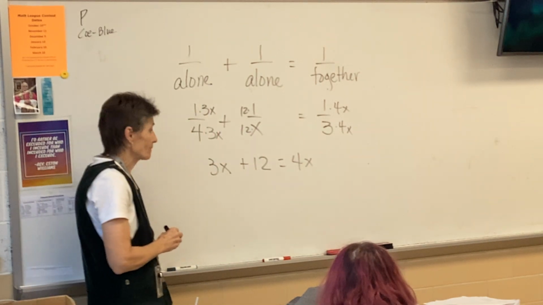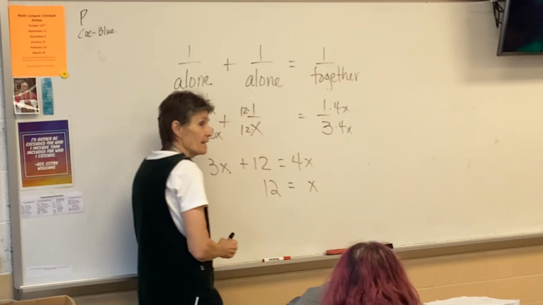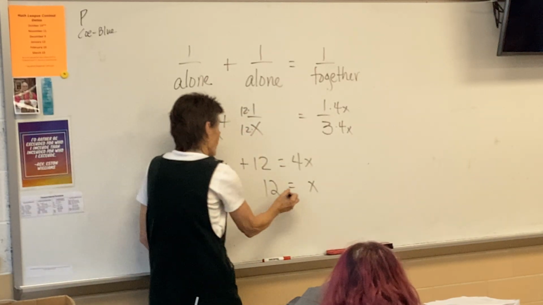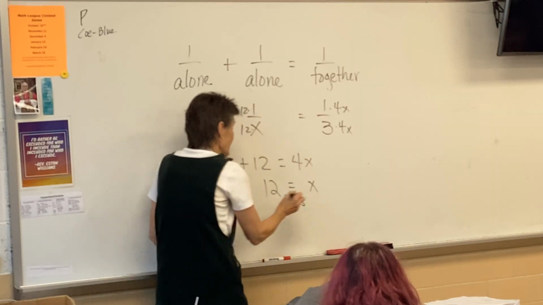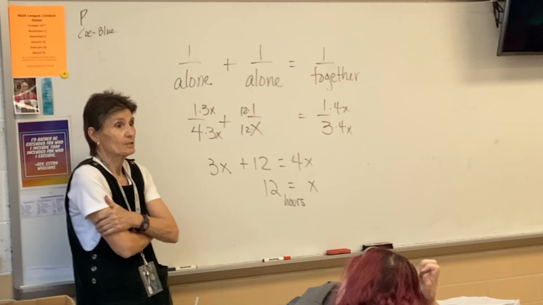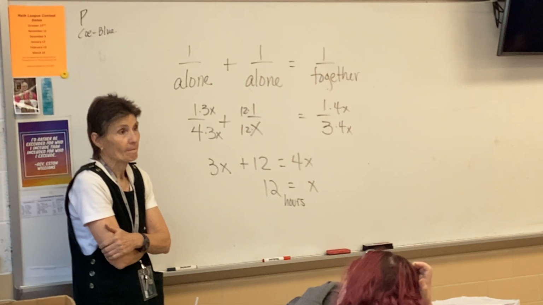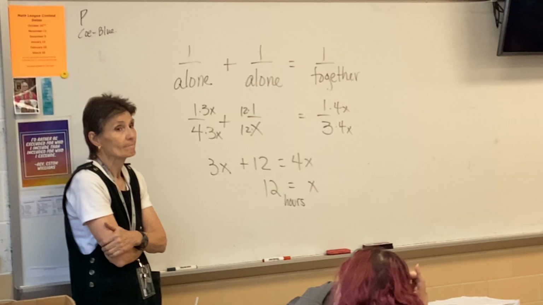Subtracting 3x, it looks like x equals 12 hours. So it takes poor Zach 12 hours to do his homework. It's a long time.